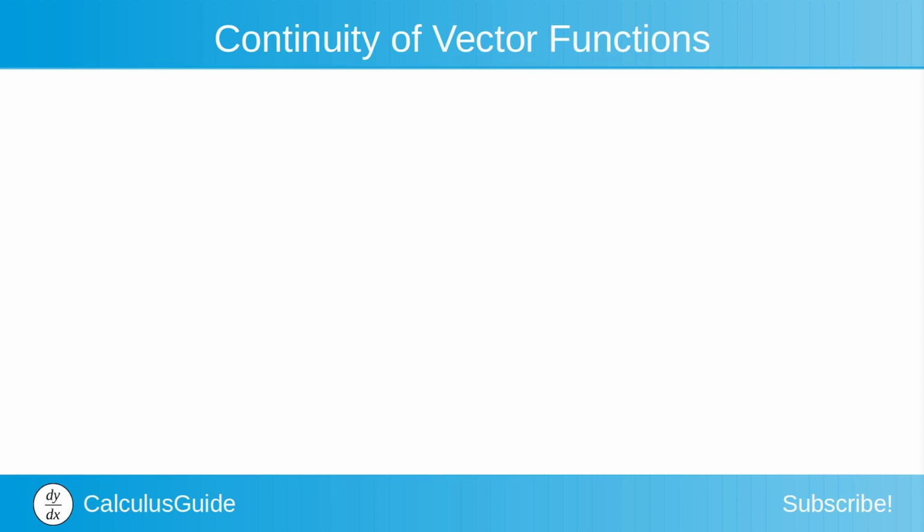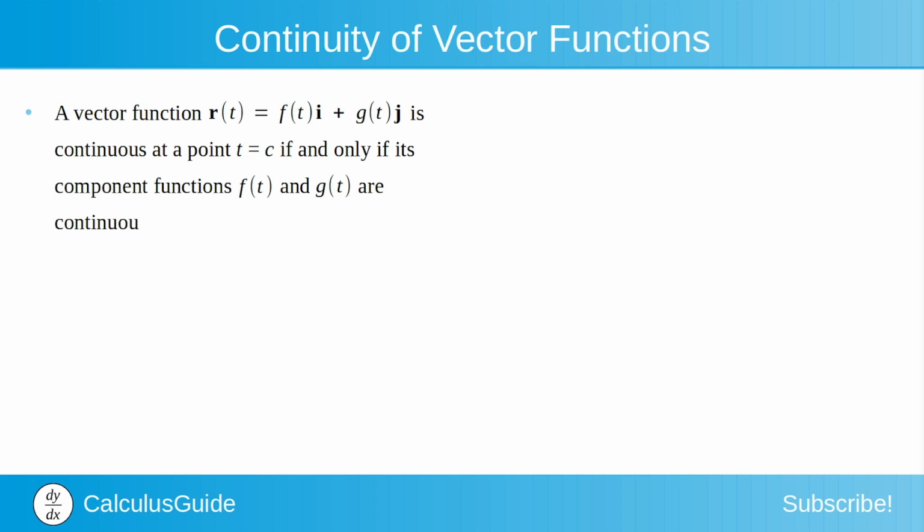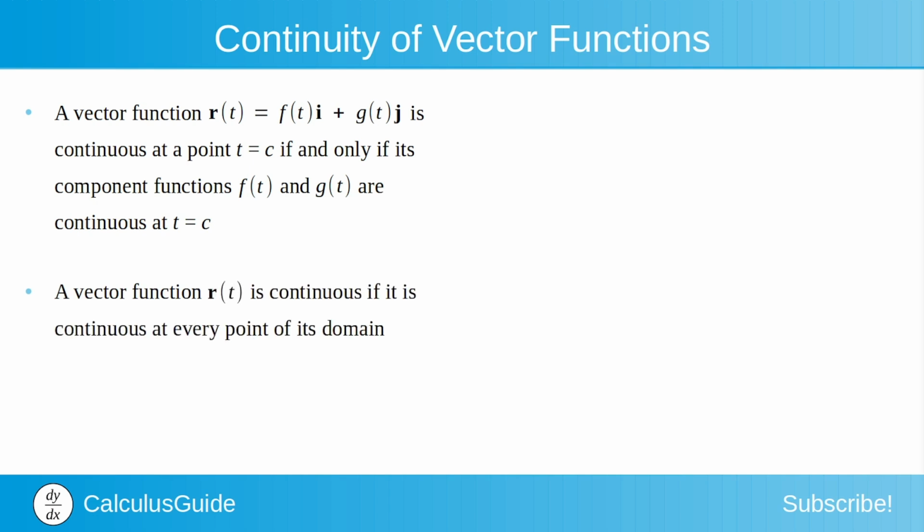I'll now describe continuity of vector functions. A vector function r of t equal to f of t i plus g of t j is continuous at a point t is equal to c if and only if its component functions f of t and g of t are continuous at t is equal to c. A vector function r of t is continuous if it is continuous at every point of its domain.